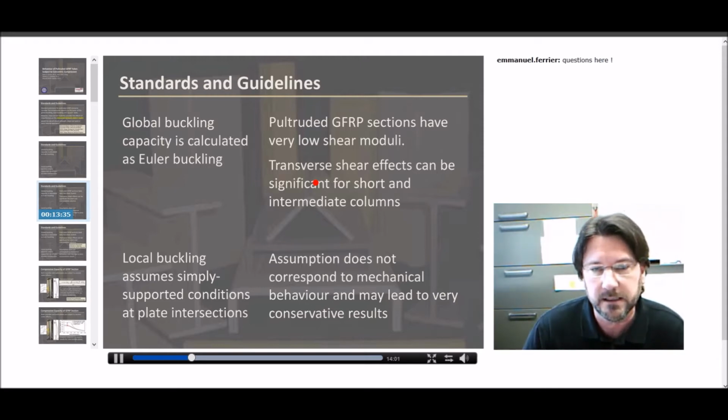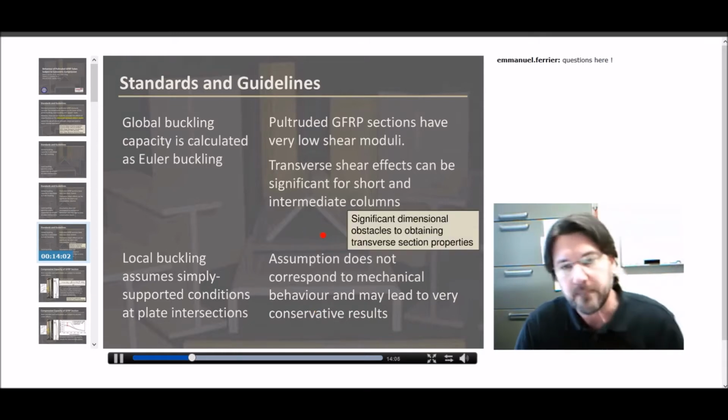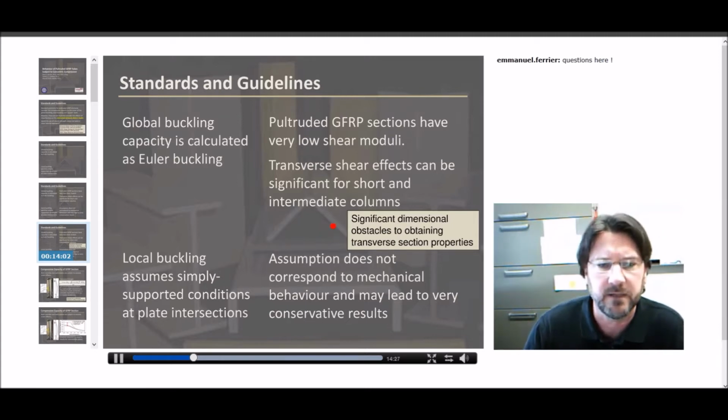And these can be very difficult to obtain. The standard tests are fairly straightforward. We can go to ASTM, we can go to ISO and come up with standard tests, but the dimensions that we need cannot actually be obtained from most commonly produced pultruded shapes. Very large shapes we can obtain the specimens, but not for some of these smaller 100 millimeter shapes that we tend to be using. And so we have some problems calculating global buckling behavior.